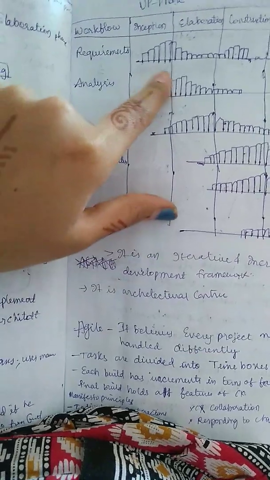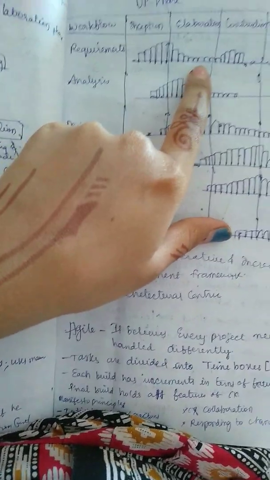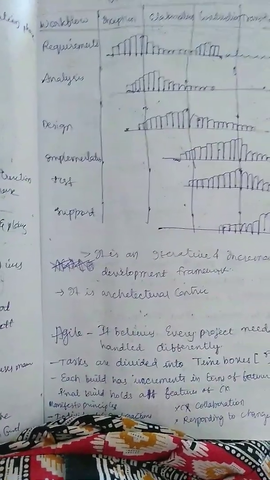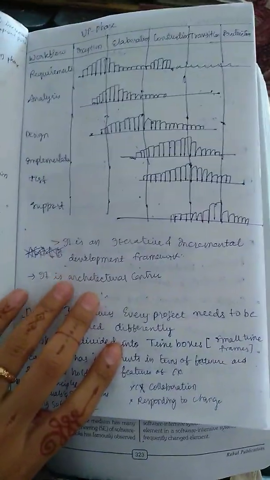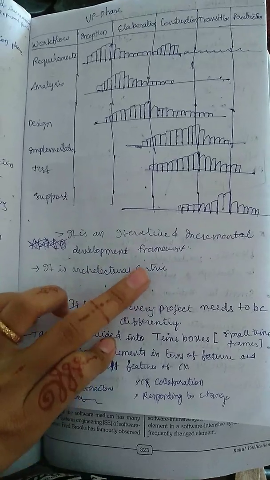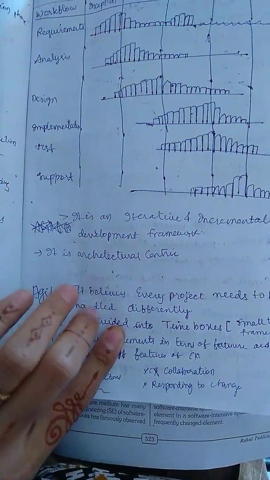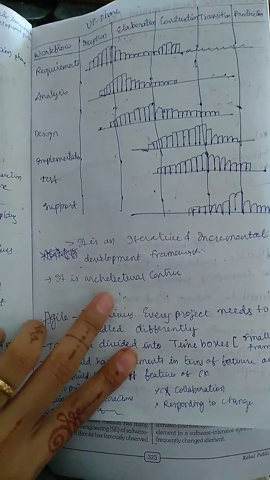Okay, in the requirement phase, see, in inception phase we are doing more. In elaboration we are not doing as much, and in construction we are doing the same way. This is the graph you have to draw in your exam. After that, it is an iterative and incremental development framework, right? We are doing iteration, we are doing incrementation, and to what? To develop the framework. It is an architectural center.